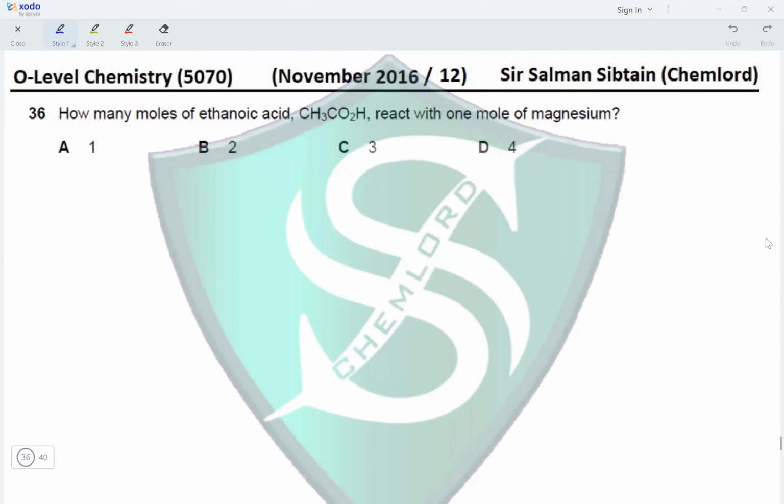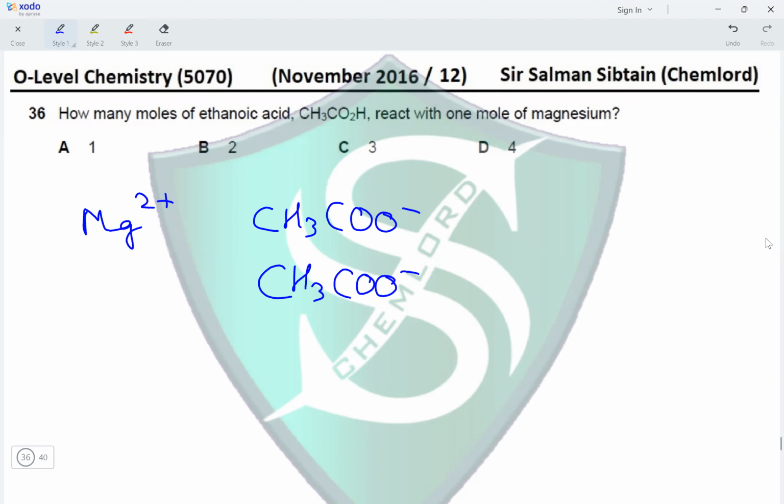Question 36. How many moles of ethanoic acid react with 1 mole of magnesium? Magnesium forms the cation Mg2 positive. It binds to two ethanoate ions because the ethanoate ion CH3COO minus has a charge of -1. So two negative ions would bind to one Mg2 positive ion. Therefore, the correct option for this question is option B.